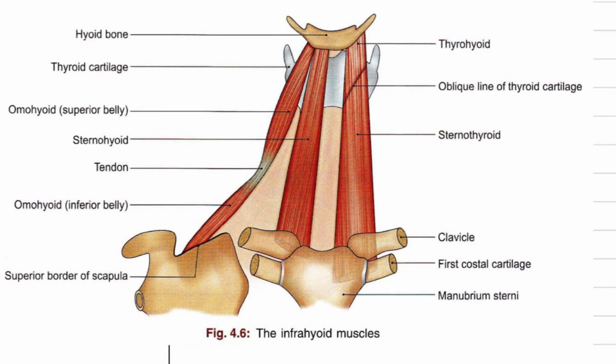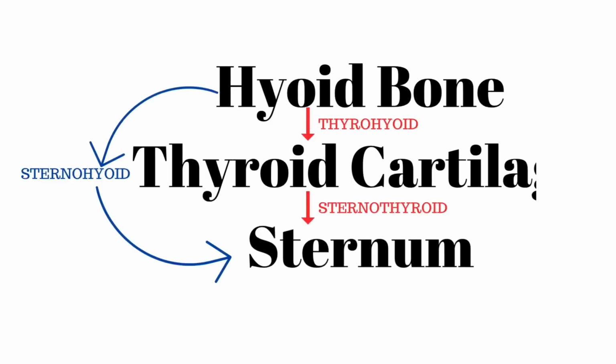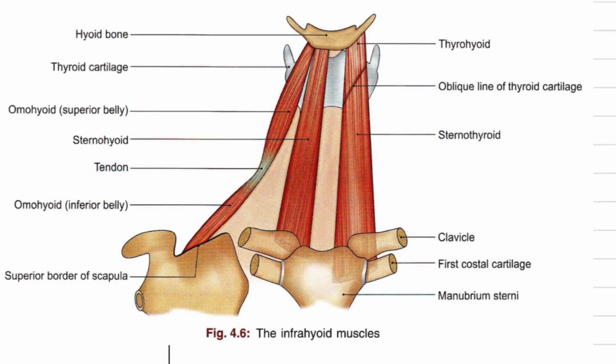Now, before we study the last two triangles, I just want you to familiarize yourself with this diagram. You can see a lot of muscles over here, and I know it can seem a little confusing, so I have tried to simplify it as much as possible. Let's study this at three levels: the hyoid bone, thyroid cartilage, and sternum. Now, between the hyoid and thyroid, you have the thyrohyoid muscle. Between the thyroid and sternum, you have the sternothyroid muscle. And between the hyoid and sternum, the sternohyoid muscle. Hope that simplifies it. Let's take a look at the diagram again.